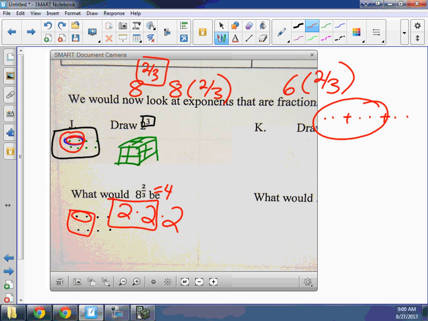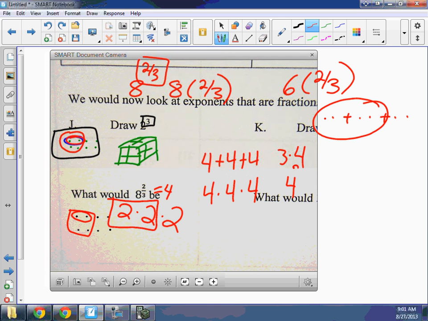Confusing you? So you need to know the difference between 4 plus 4 plus 4 and 4 times 4 times 4. This is 3 times 4, and this is 4 to the third. If we multiply them, that's just another form of addition. If we are using an exponent, that's another form of multiplication.